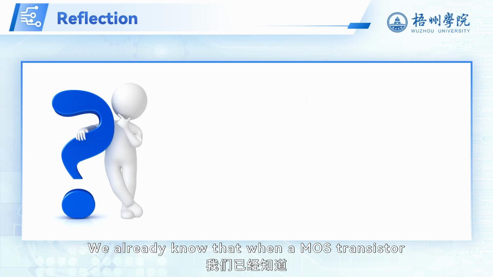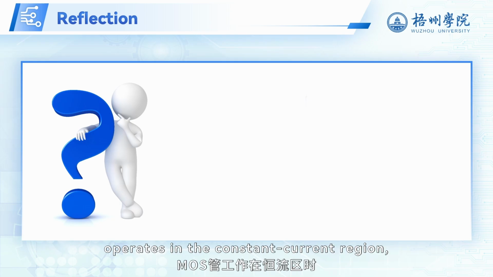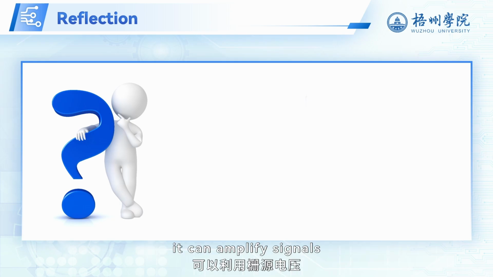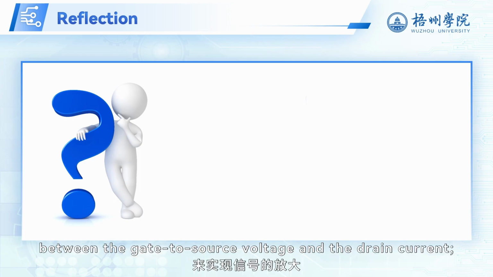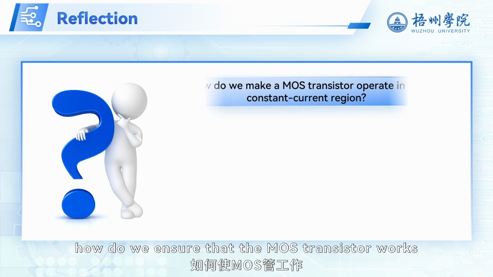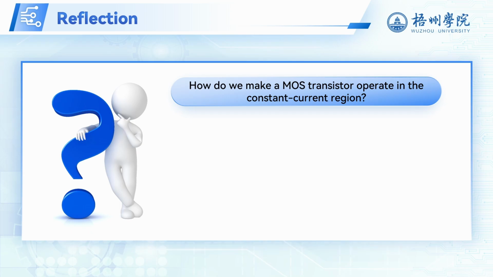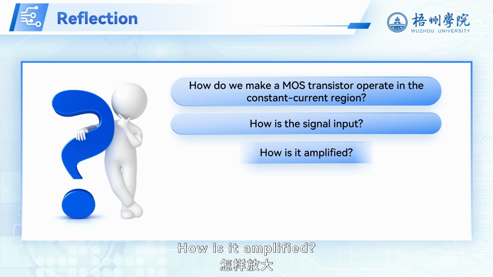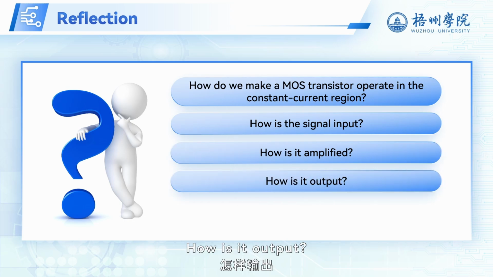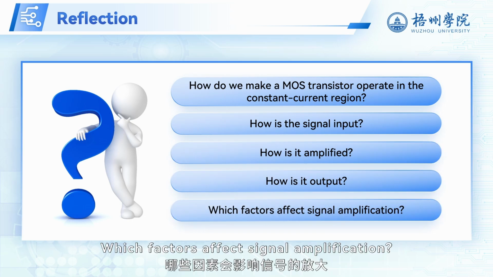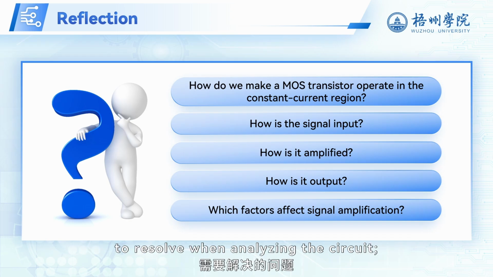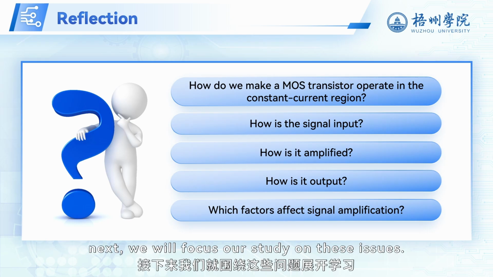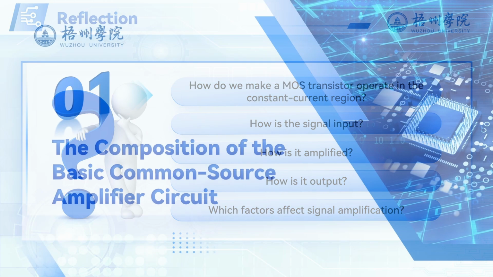We already know that when an MOS transistor operates in the constant current region, it can amplify signals by exploiting the control relationship between the gate-to-source voltage and the drain current. How do we ensure that the MOS transistor works in the constant current region? How is the signal input? How is it amplified? How is it output? Which factors affect signal amplification? These and other questions are the ones we need to resolve when analyzing the circuit. Next, we will focus our study on these issues.